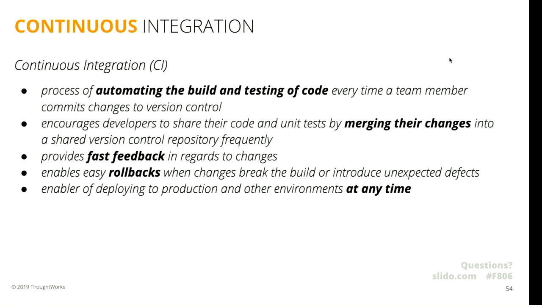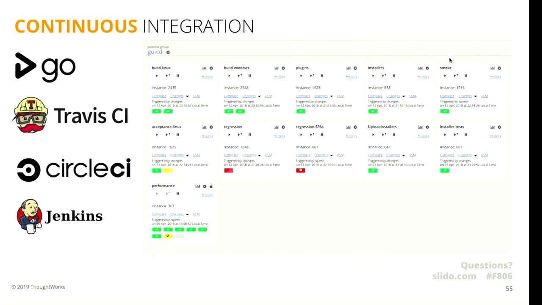Integration, sorry. Which is the process of automating the build and testing of code every time someone commits the changes to the version control. And this encourages the developers to share their code by merging their changes into a shared version control repository frequently. So this way we make sure that we get fast feedback in regards to our changes, and it enables the easy rollbacks that we talked about when there's a change that breaks the build. Also, this is an enabler of deploying to production and other environments at any time, which I'm going to demonstrate a bit later. So these are some tools for continuous integration.